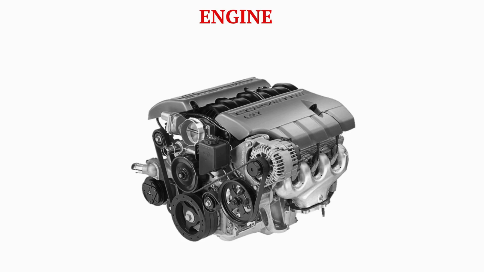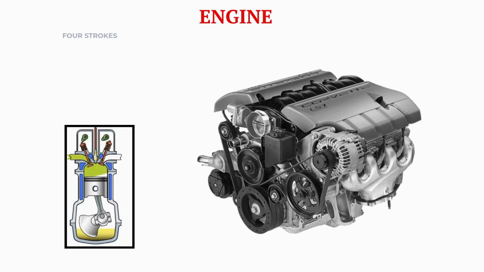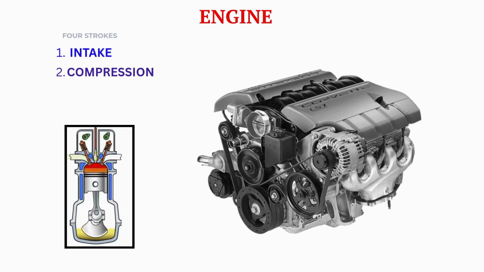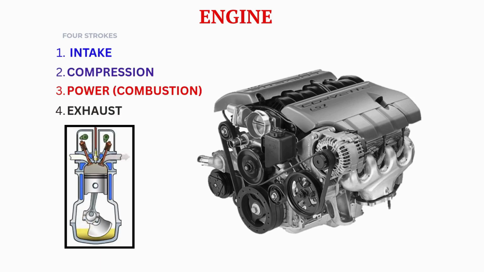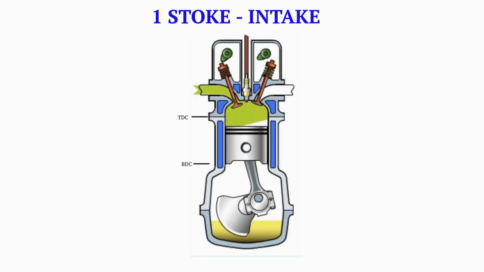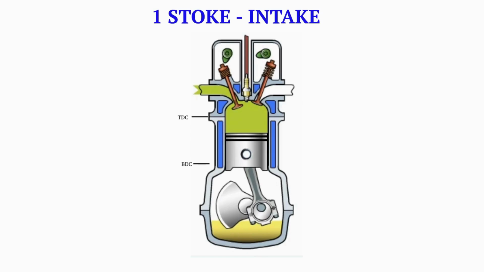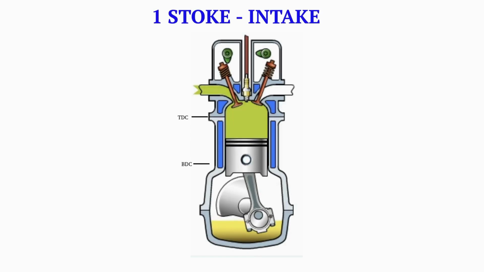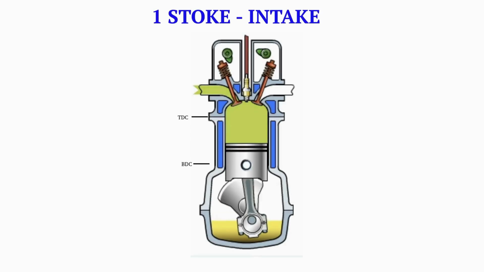Most automobile engines operate using a four-stroke cycle. These four strokes are intake, compression, power, and exhaust. During the intake stroke, the intake valve opens and the piston moves downward from top dead center to bottom dead center. As the piston moves down, a mixture of air and fuel enters the cylinder.